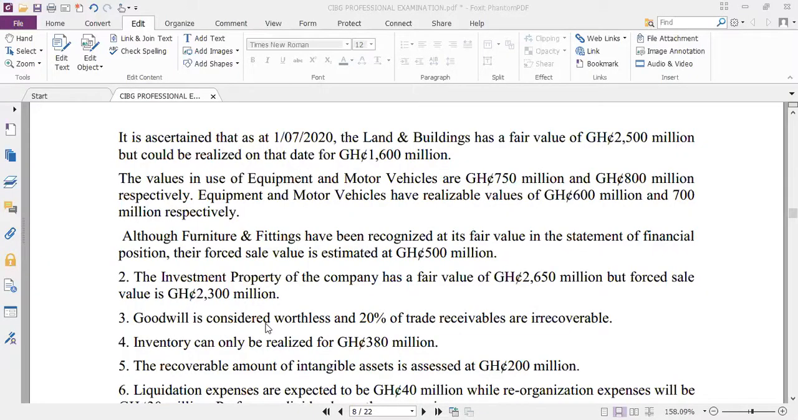Goodwill is considered to be worthless. And 20% of the trade receivables are recovered.